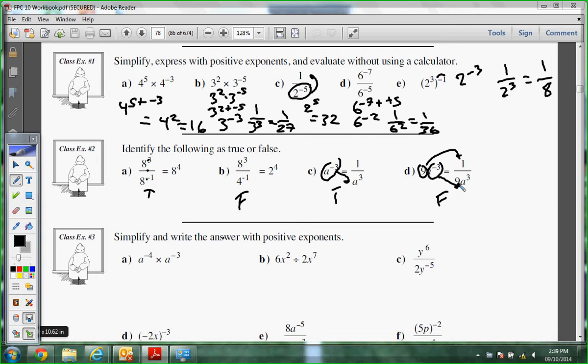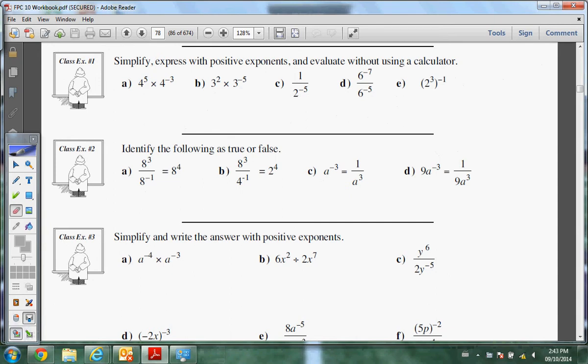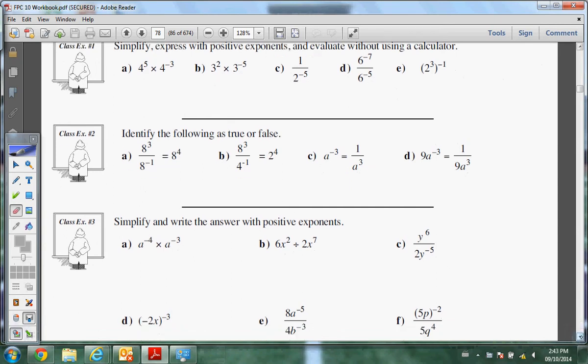It's because the negative 3 is only on the a. So the a is all that can be pushed down. The 9 would stay on top. Tricky. Yeah, if it was all in brackets, it'd all get pushed down. Yep. Good, good.